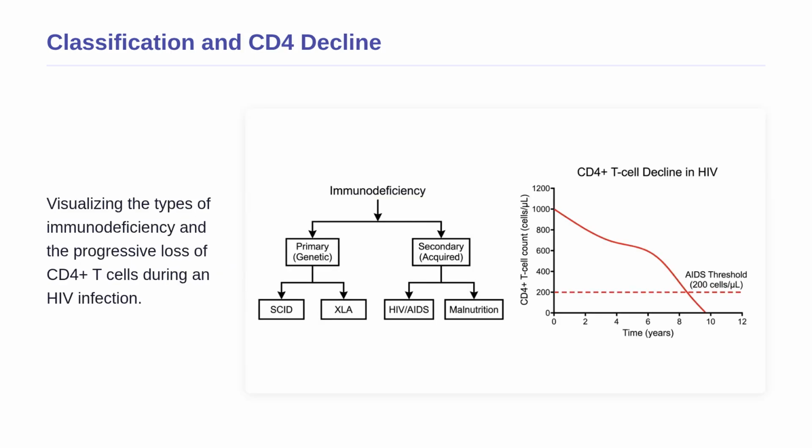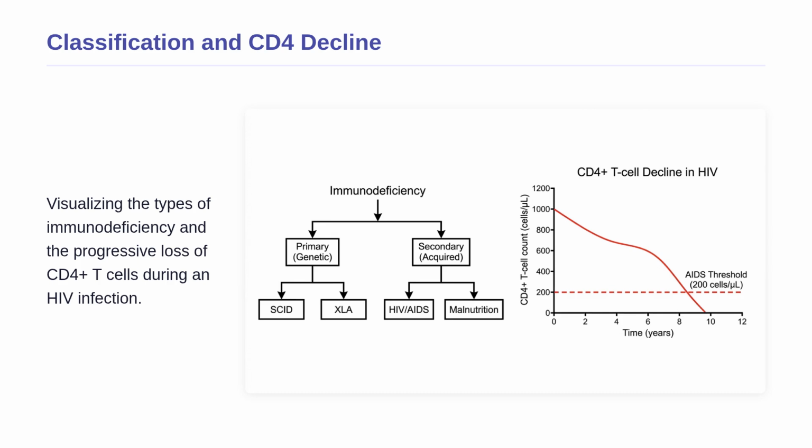To consolidate what we have learned, let us look at this diagram summarizing both the classification and the mathematical decline we just calculated. On the left, you see a flowchart dividing immunodeficiency into primary genetic causes, like SCID, and secondary acquired causes, like HIV and malnutrition. On the right is a graph tracking the absolute CD4-positive T cell count over time during an untreated HIV infection. The vertical axis represents the CD4 count, and the horizontal axis represents time in years.